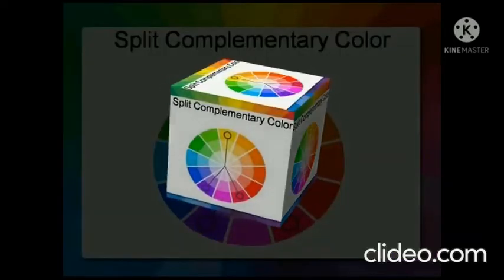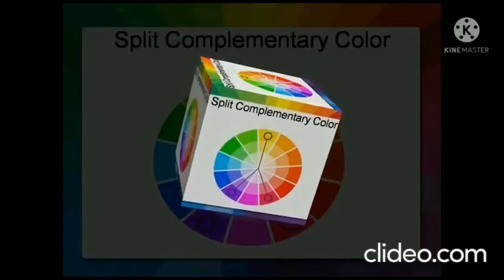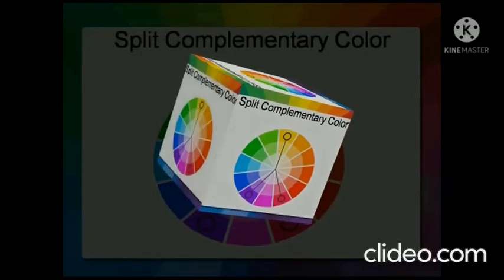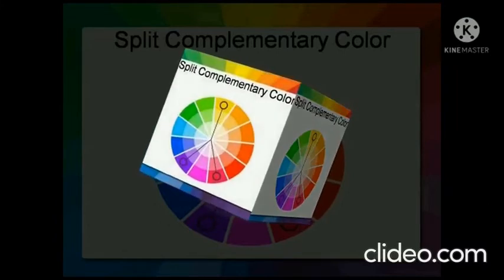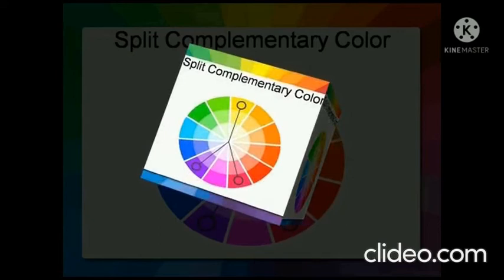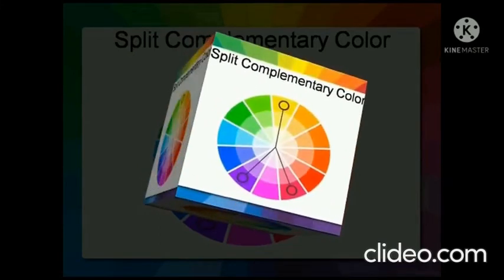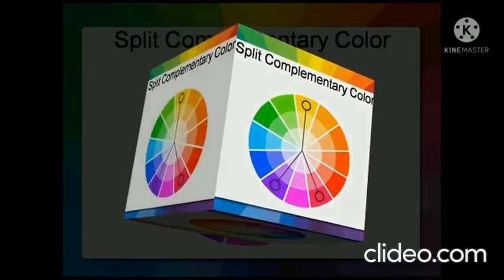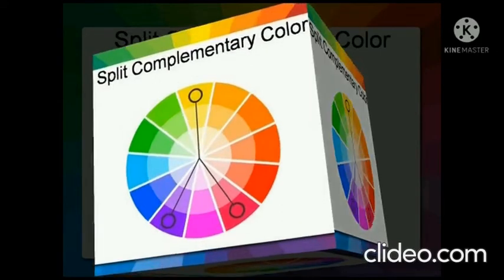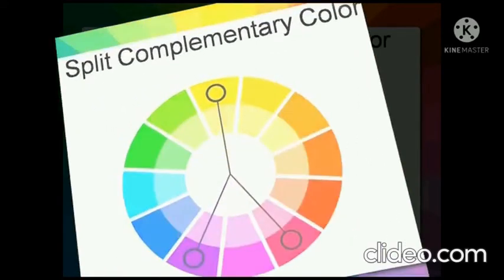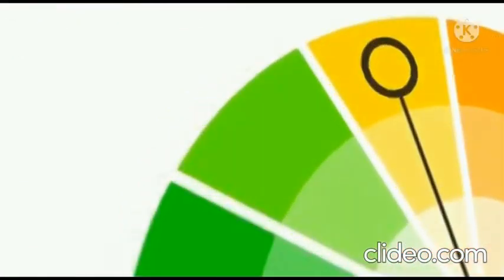Split complementary colors. Split complementary colors are three colors that are combined by one hue plus the hue on each side of its complement. For example, choose the color yellow. Take yellow's complement, that is violet, and take the hues on each side of the complement, that is red violet and blue violet, but not the complement, and combine with the yellow.